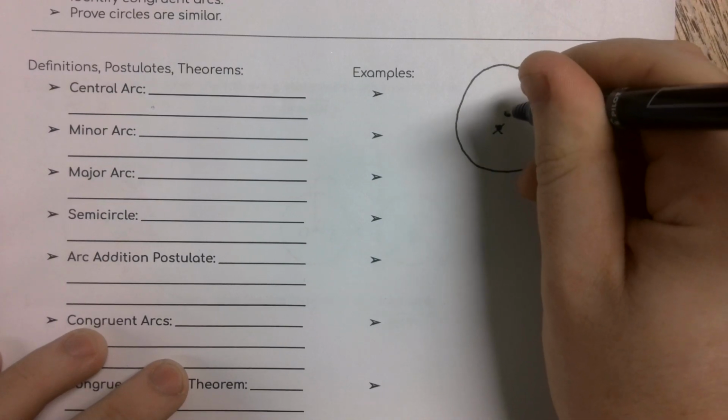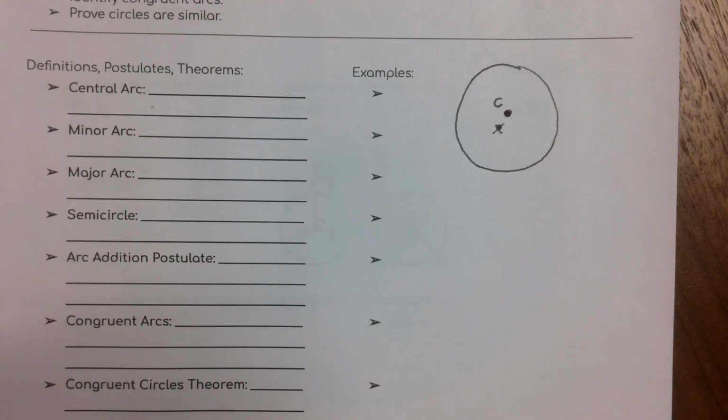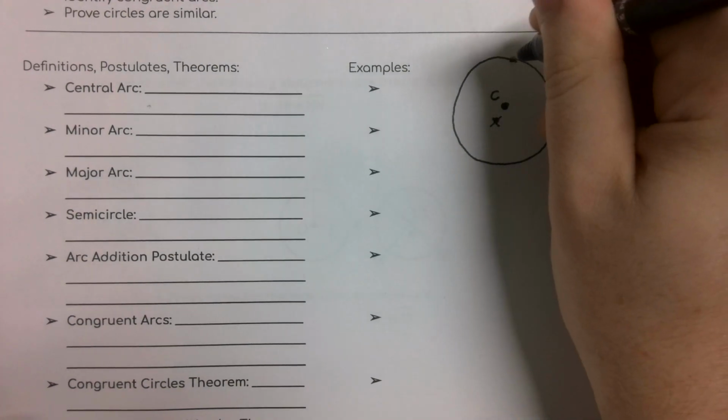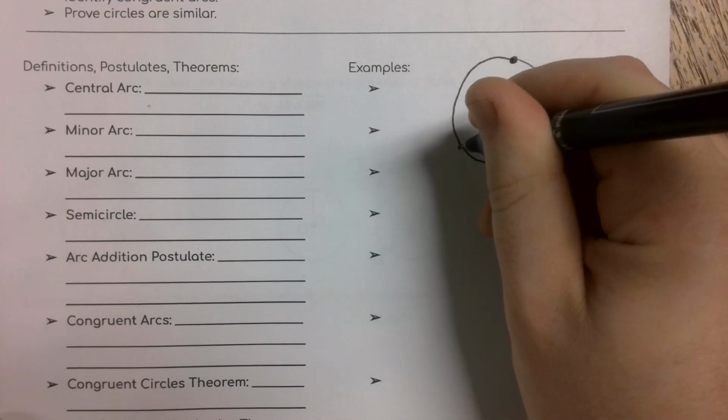Unfortunately, this is a really bad center. Let's call this center C. There we go. When we are talking about an arc, we mean a portion of a circle that is cut up. So allow me to split this circle into a couple of pieces.